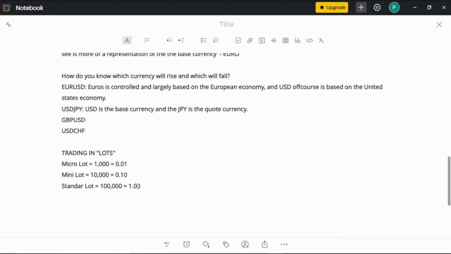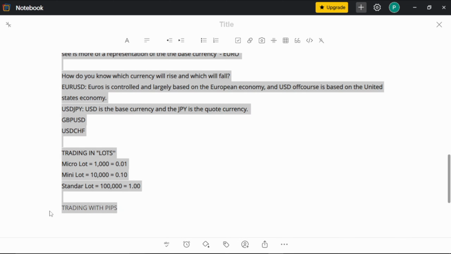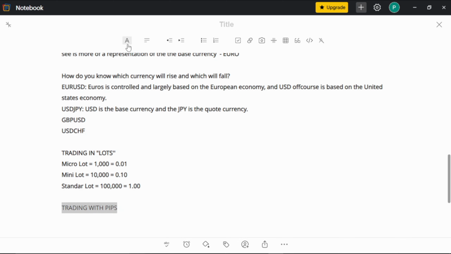And the measurement of the volume of purchase in currency is known as what? Lot size. And then the measurement of the movement of currency is known in pips. So you have pips. Like I said, there are already websites that help you calculate all of this, right? So you do not need to bother yourself about knowing the mathematical formula or whatsoever, right?